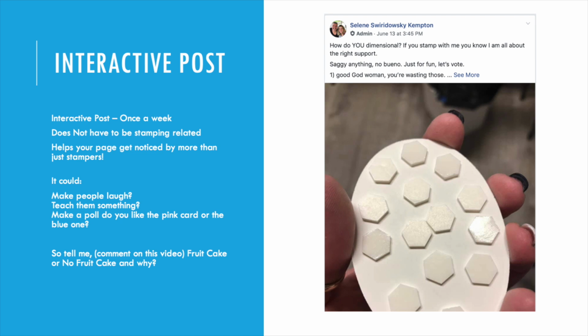This particular post got a lot of action on my page this week talking about dimensionals. I always overuse dimensionals, and when I was making this card, I just snapped a picture. It doesn't have to be over the top. In fact, some of my best ones were fruitcake or no fruitcake. Go ahead, leave me a comment on this video and tell me if you like fruitcake or not and why. I am much more likely to visit a page that interacts with me and makes me laugh and happy.